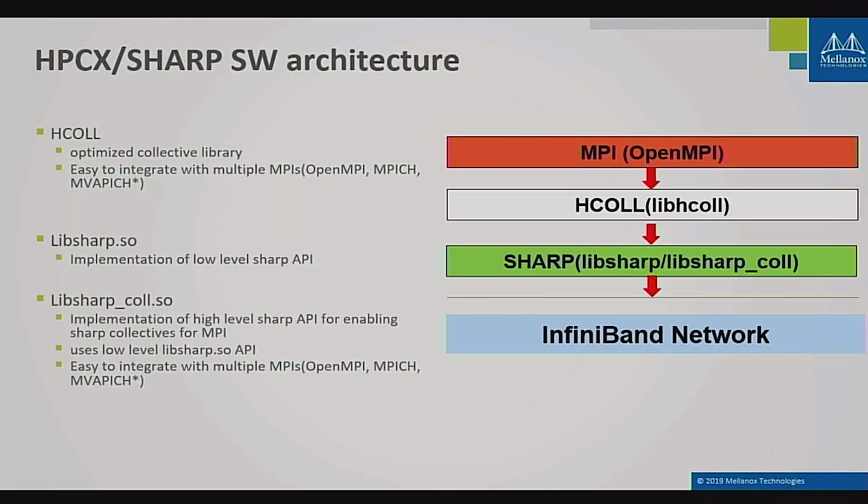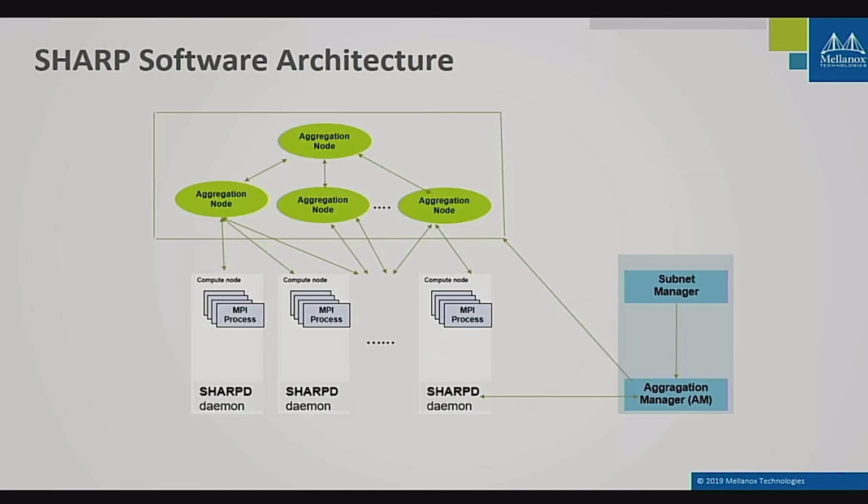And the important part is that we use Open MPI within our offering, our HPC-X package. It runs on top of our HCOLL, the library for Mellanox hierarchical collectives, which then calls the SHARP library. So SHARP is a separate library today that runs on top of the InfiniBand network.